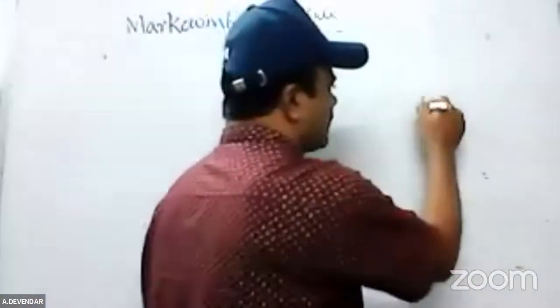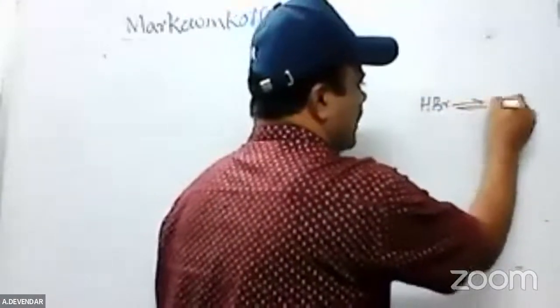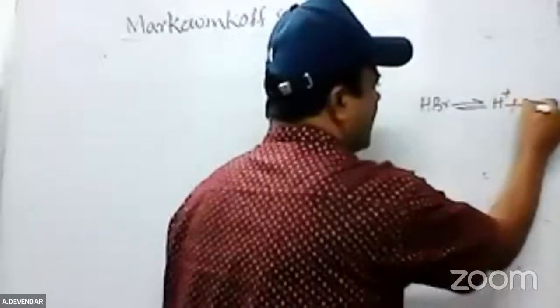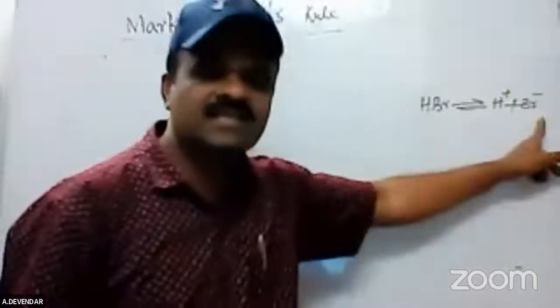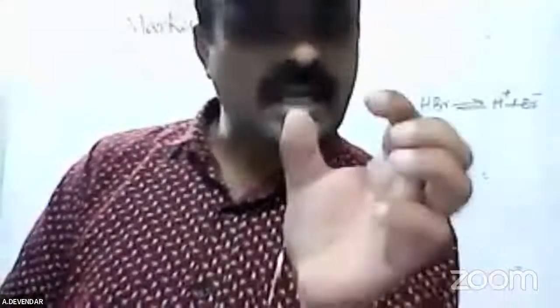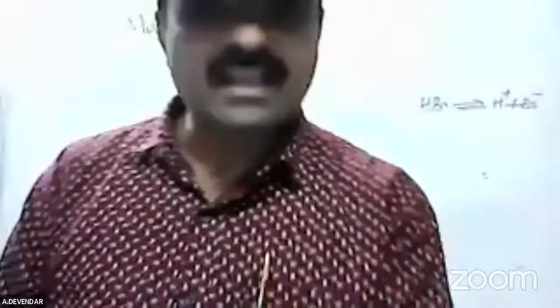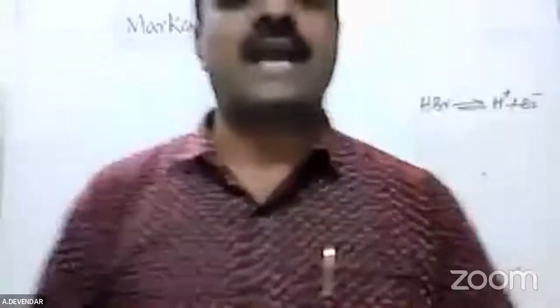These words are used by Markovnikov, not me. The negative part of the addendum. Sir, which is the negative part of the addendum? HBr dissociates into H plus and Br minus. This Br minus is called the negative part. The negative part of the addendum goes to that carbon atom attached to the double bond, that is the alkene group, which has the least number of hydrogen atoms.